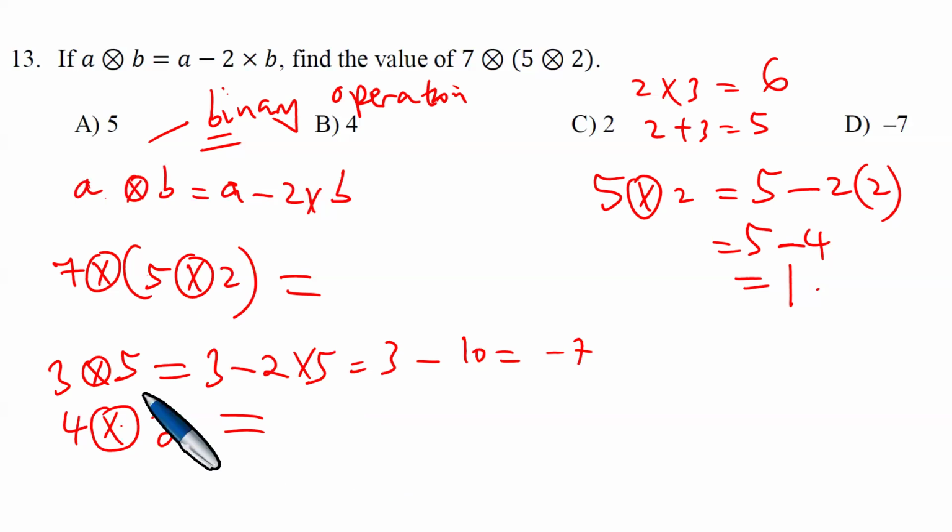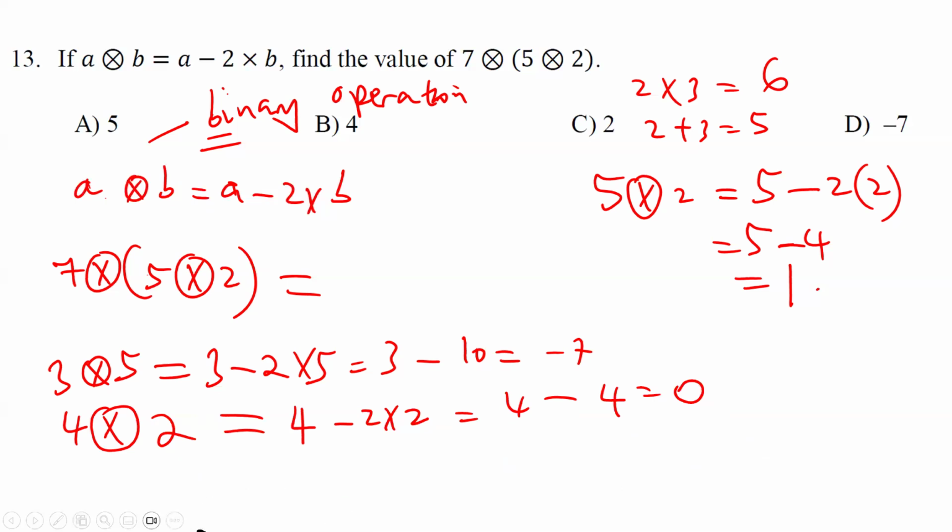So if it's 4 cross 2, you then say the formula says A cross B. It's the first number, A. So our A here is 4. Then you put a minus. Then 2 times the second number. The second number is exactly 2. That's our B, because the B is the number after the cross. And then you say 4 minus 2 times 2 is what? It's 4. 4 minus 4 is what? 0.